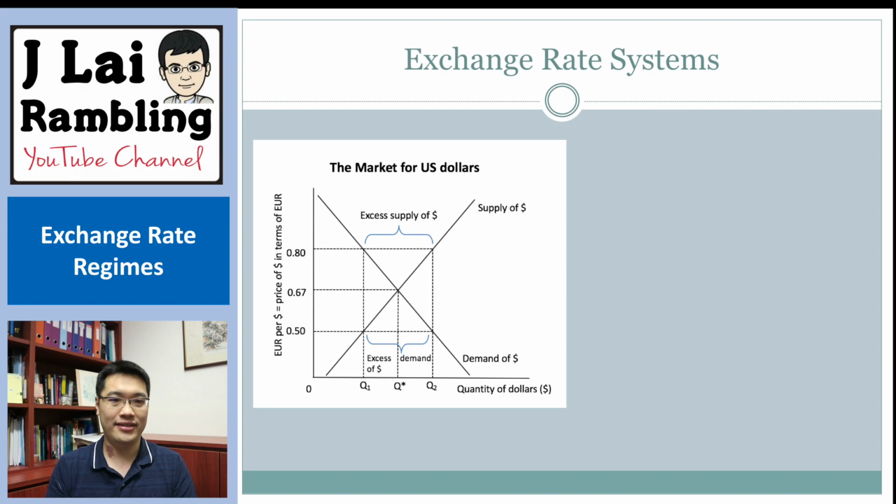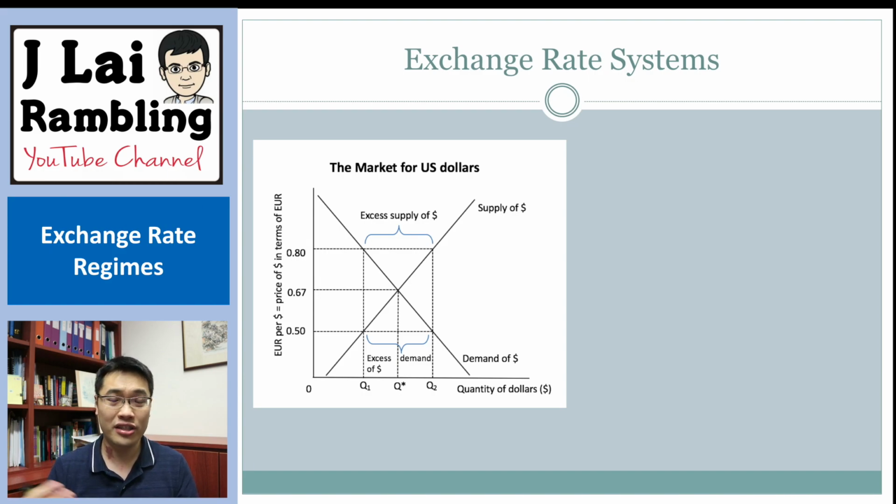On the vertical axis, you have euros per dollar. Many people get confused because they think about the market for US dollars. Why is it in terms of euros then? Remember, the exchange rate is the value of one currency in terms of the other. So we want to know what the value of one US dollar is, and therefore we need to know what it is denominated in euros.